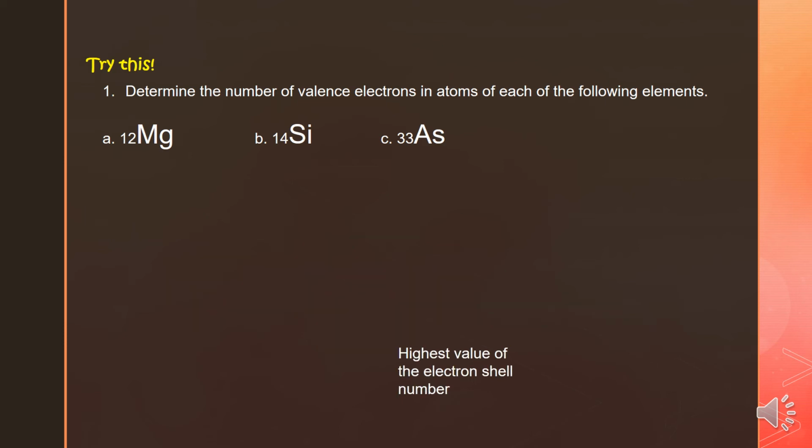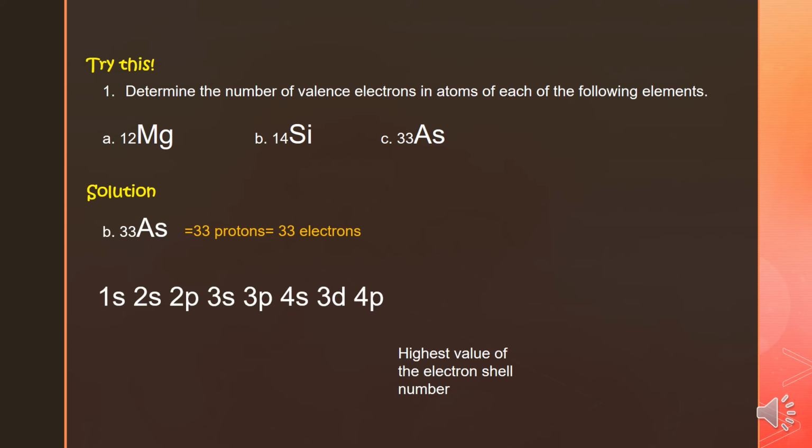Okay, so for arsenic, arsenic has 33 protons, which is also equal to 33 electrons, and its electron configuration would be 1s2, 2s2, 2p6, 3s2, 3p6, 4s2, 3d10, and 4p3. Now, the highest value of the electron shell would be 4. So shell 4 is the outermost shell and has the maximum n value.